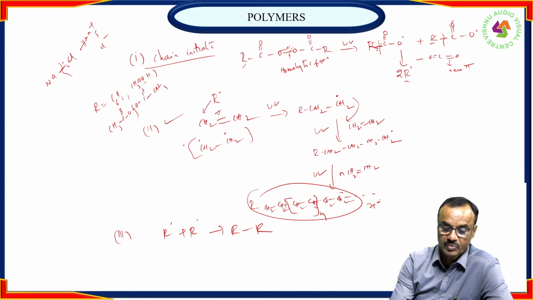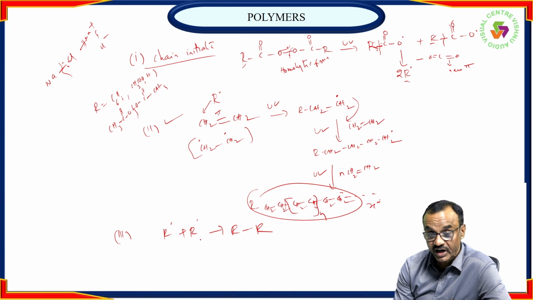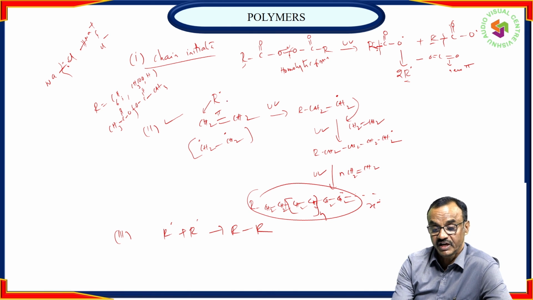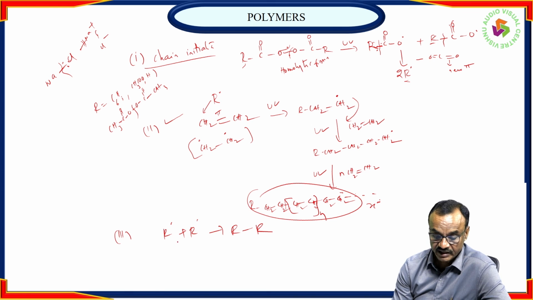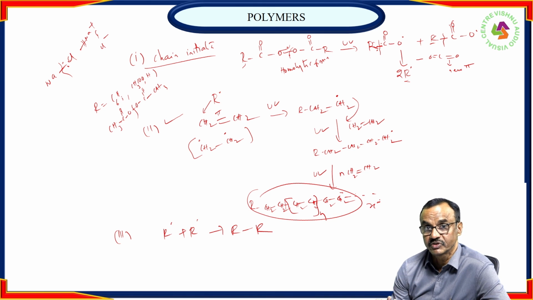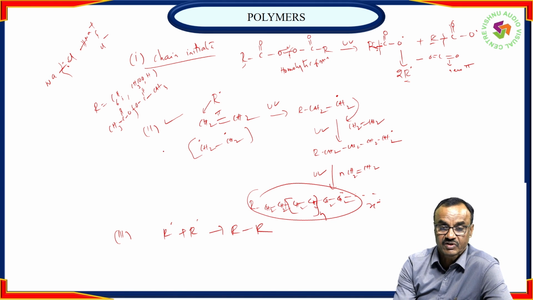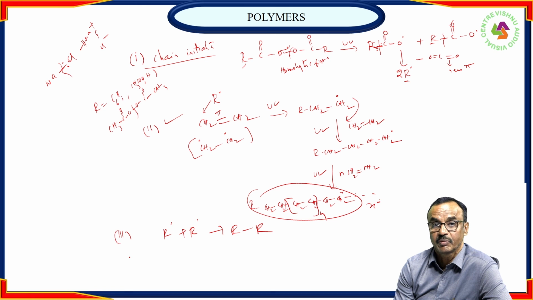In chain propagation, one free radical attacks another monomer. In chain termination, two free radicals combine. Here, a lengthy free radical and a monomer combine with each other, whereas in termination the ones that combine are only free radicals. So all free radicals disappear once they combine. In absence of UV light, the chain will get terminated. Chain growth stops, known as chain termination. First one, chain initiation. Second one, chain propagation. Third one, chain termination.